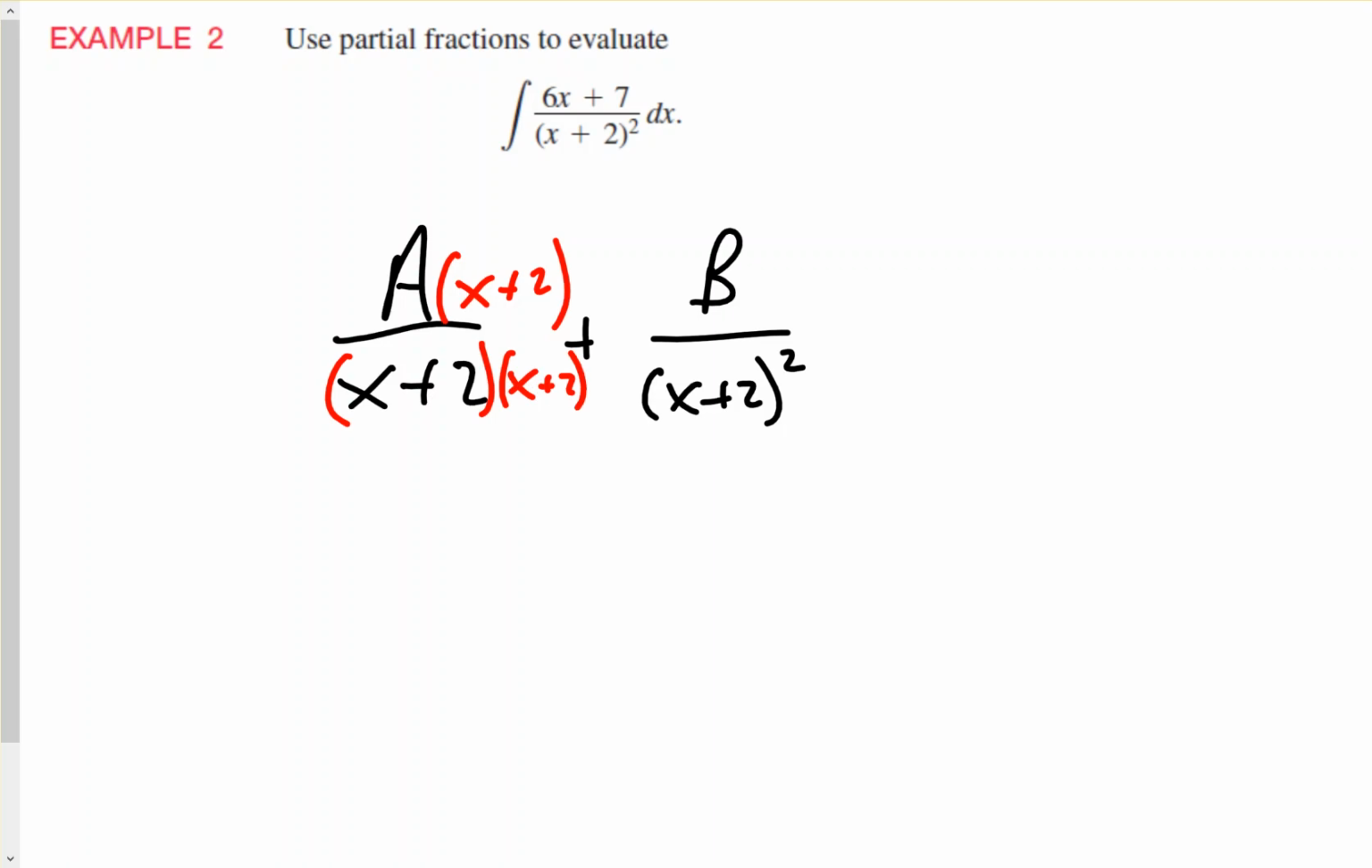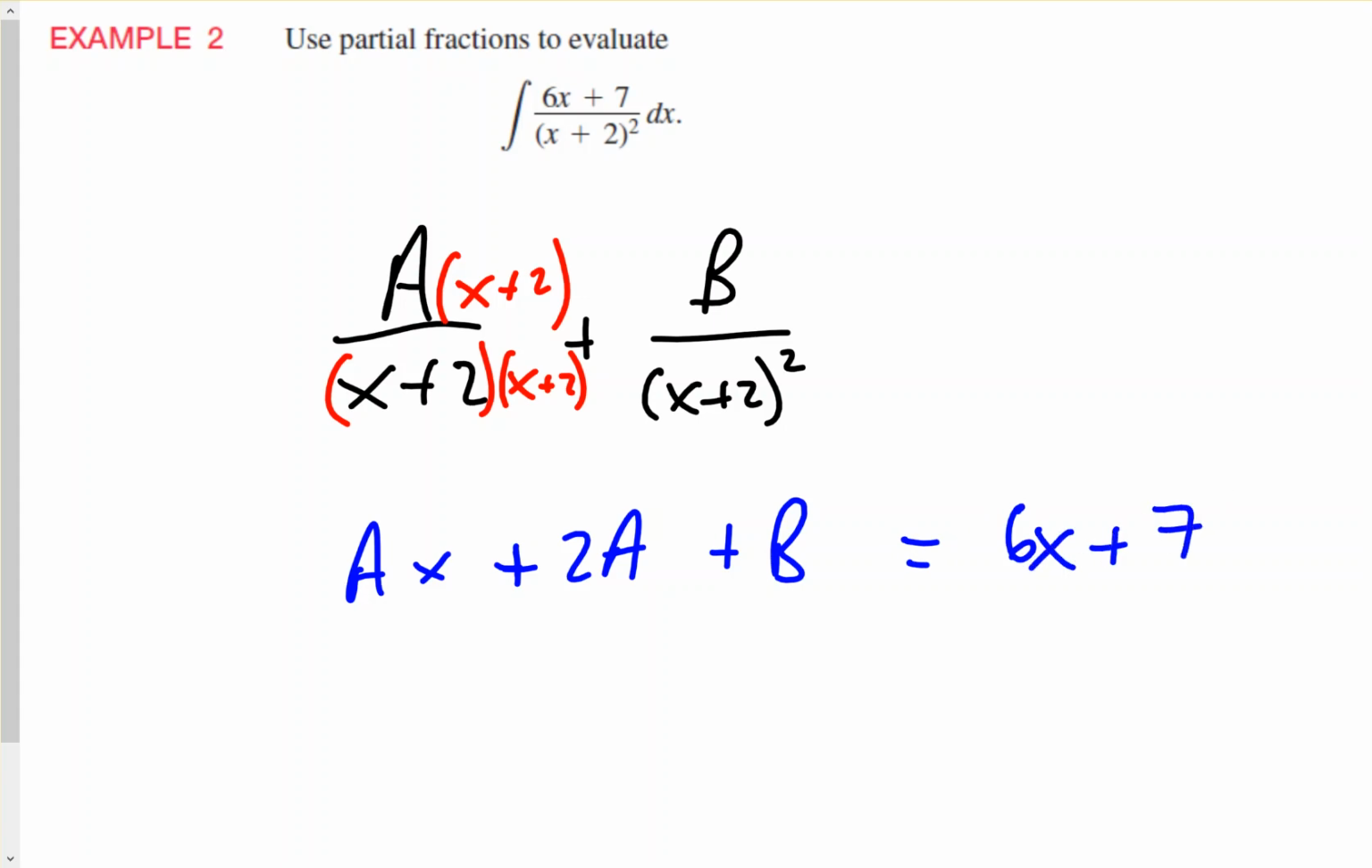Okay, and then if we distribute that a, we would get ax plus 2a, and this one we just have the plus b, and that would be equal to, let's just set it up, equal to the numerator, 6x plus 7.